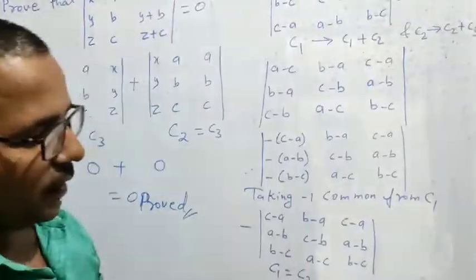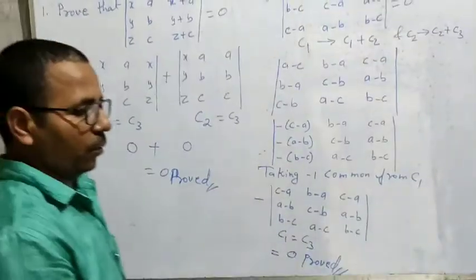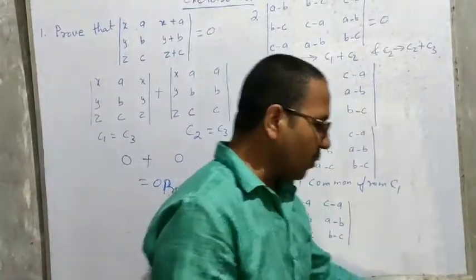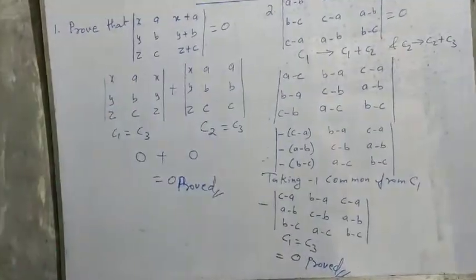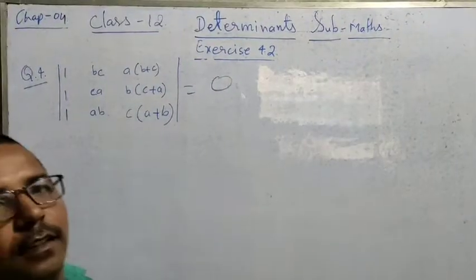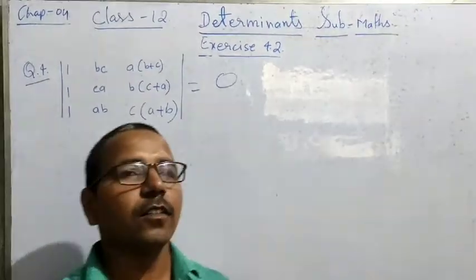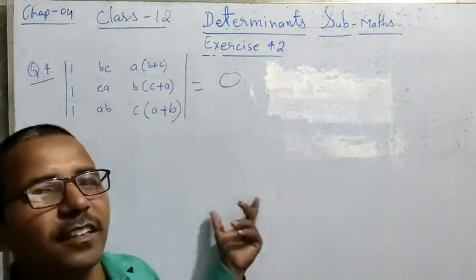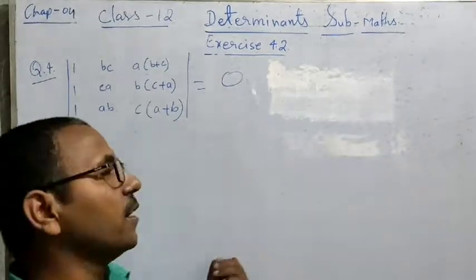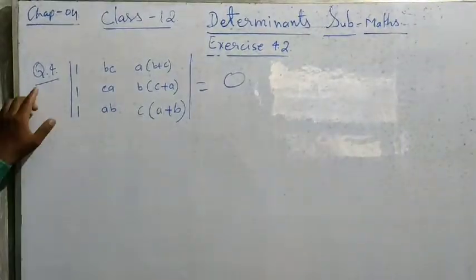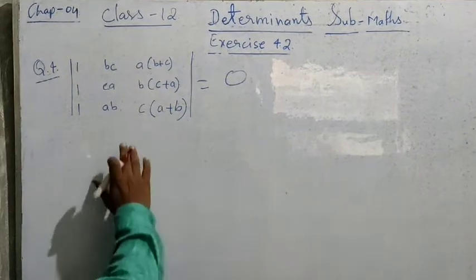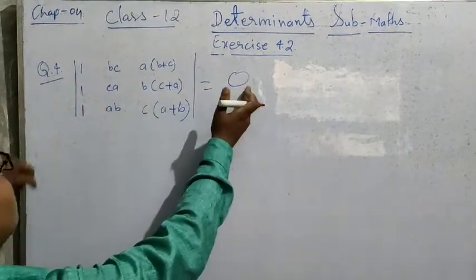So now let's see question number 4. Let me erase first. Students, let's see question number 4. Question number 3 you have to do yourself, it was a very simple question. So let's see question number 4. By using the properties, we have to prove this determinant is equal to 0.